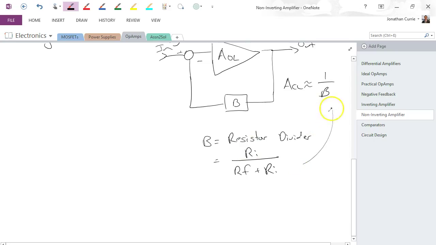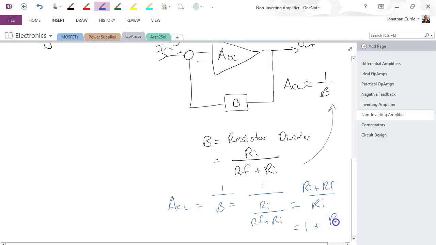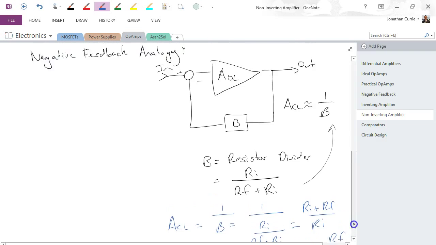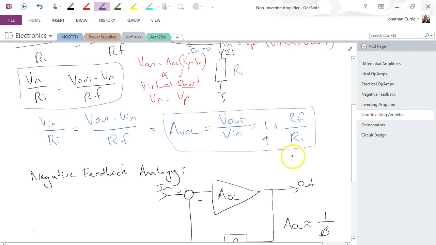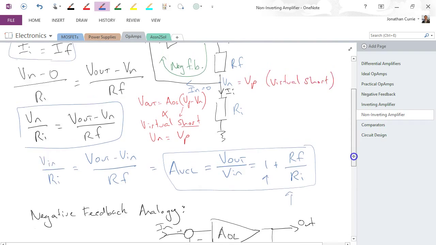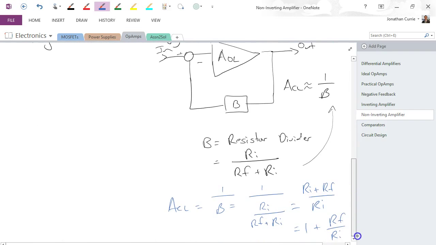And using this expression up here, we can say that closed loop gain is equal to 1 over beta, which is equal to 1 over Ri over Rf plus Ri. And when you flip all that over, you get Ri plus Rf over Ri, which equals 1 plus Rf over Ri. You'll note it's the same as we solved for using the current and voltage laws associated with that circuit. So using a feedback analogy with negative feedback, we can also get to the same approximate gain.